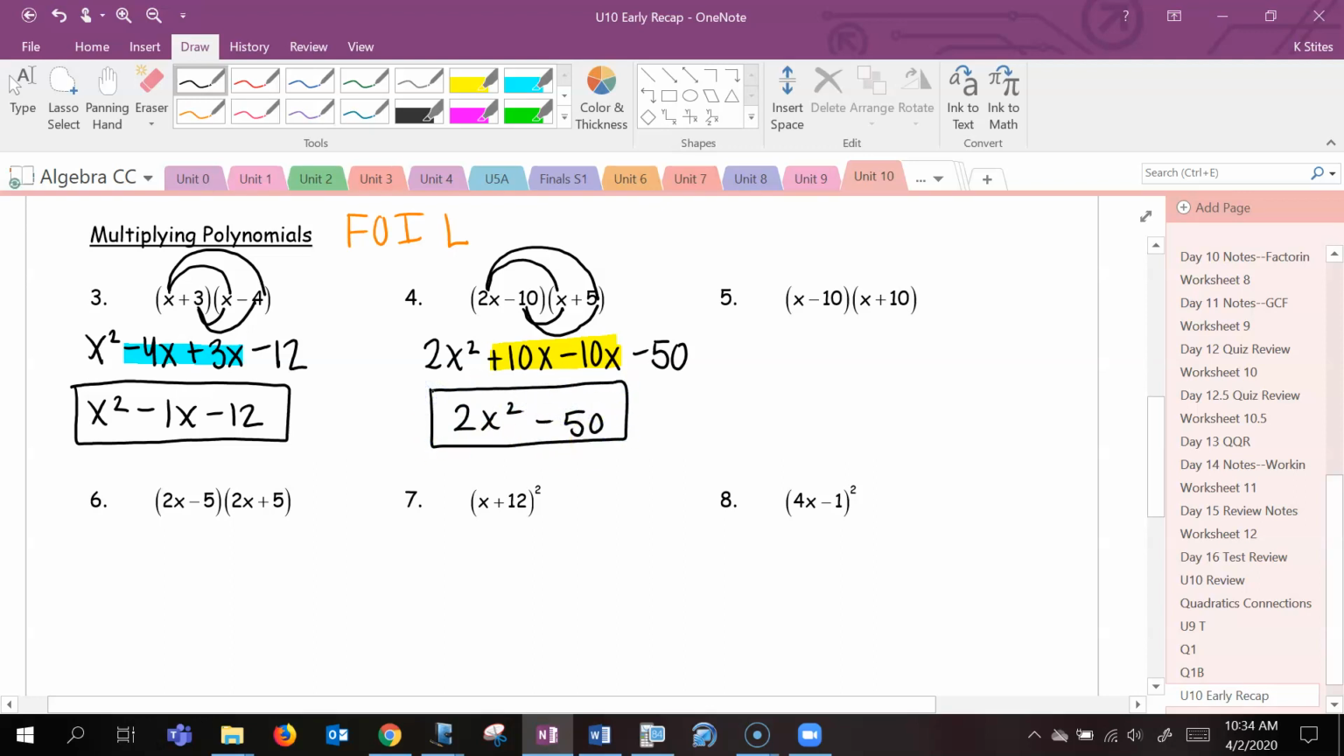Okay. All right, now, number 5 is actually the type of problem we normally see cancellation with, and that's because these are called conjugates. It's when you have the same numbers but a plus and a minus. So there was a shortcut for this. I'm just going to do FOIL first, and then we'll see if you remember what the shortcut is.